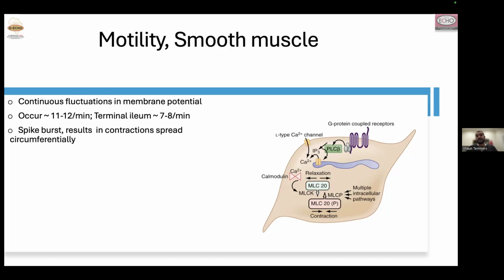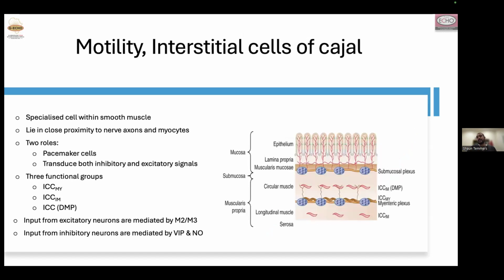Short spikes occur, and once the contraction action potential is initiated, that contraction is then propagated in a circular fashion from oral to anal. The initiator cells that allow this contractile complex and calcium influx to occur are known as the interstitial cells of Cajal. They're specialized cells, and they are found in close proximity to the myocytes as well as the nerve endings within that muscularis propria cell layer.